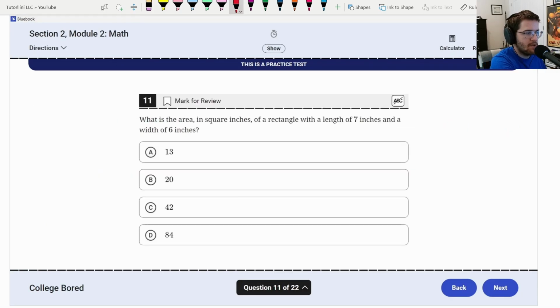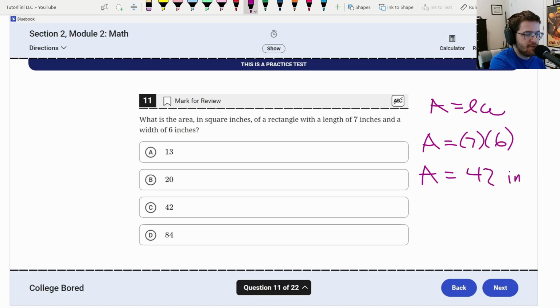Okay, question 11. So we'll notice in the reference sheet in the top right corner that the formula for the area of a rectangle is area equals length times width. So they told us the length was 7 and the width was 6. All the units seem to agree. That's probably something you always want to check, so nothing really to worry about there. And 7 times 6 is 42, so we get an area of 42 square inches. And that is answer choice C.